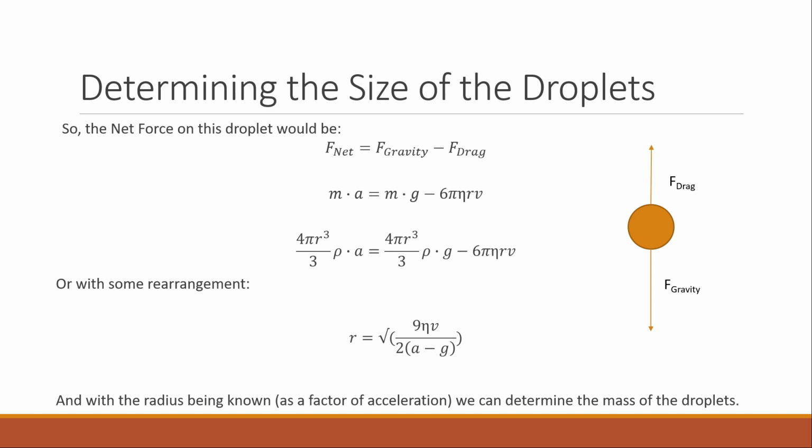And then just do a little bit of algebra, wiggle, wiggle, wiggle. Algebra around, and we have now found, aha, the radius can be found as the square root of 9 nu v over a minus g. Now the only unknowns here are velocity and acceleration. For us to determine this, we just have to figure out how fast it is falling and what its rate of change of falling is. And that's something you can observe.